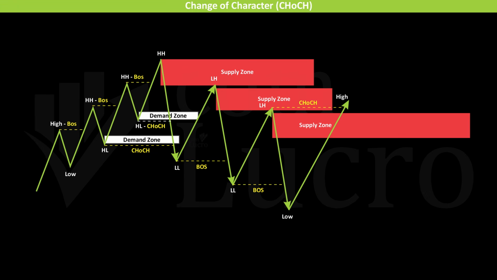Let's consider another market structure where the price has formed a change of character by breaking and closing above a major high.